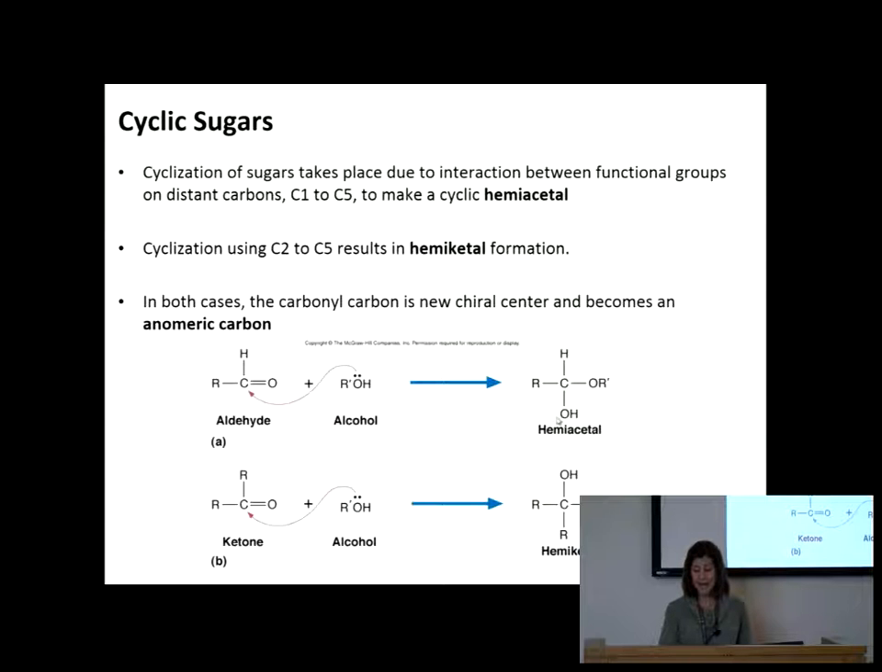Now it becomes a new chiral center, right? Because we have 4 different groups bound to it. I like to put a little R prime on one of these because this R is different from this R. So it's going to be maybe R prime prime.